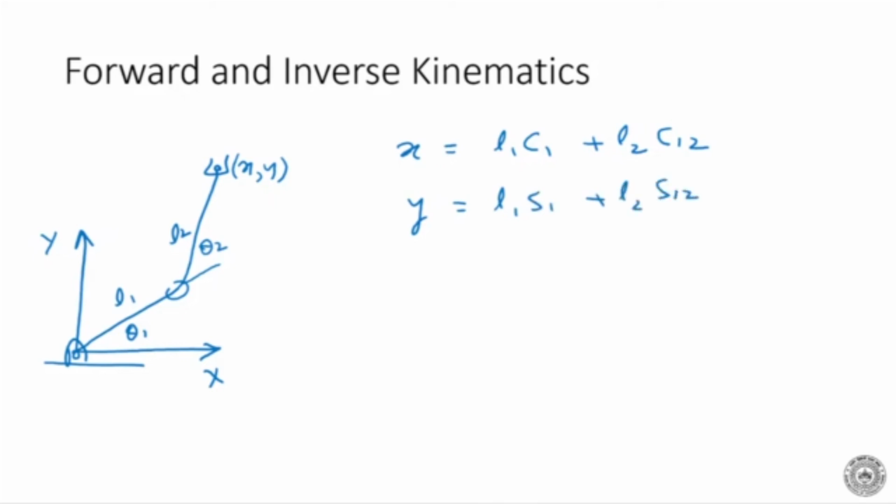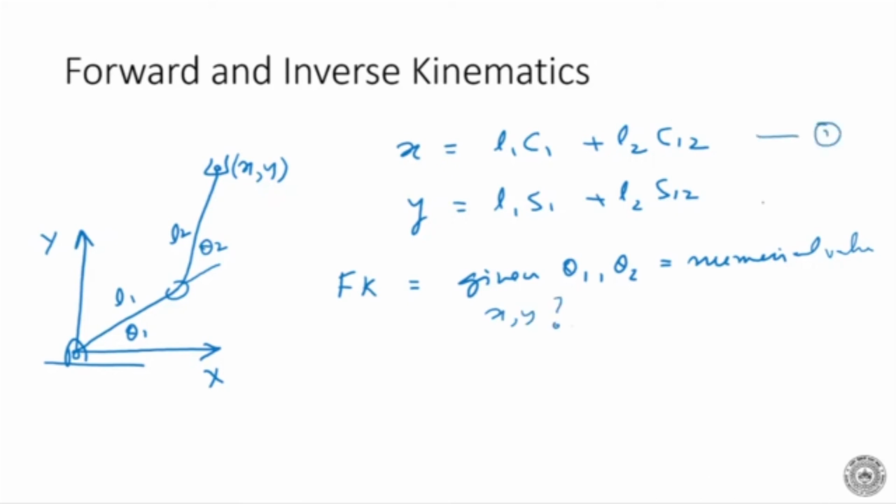Now, in forward kinematics, which I'm writing in short as FK, we are given theta 1, theta 2, some numerical values, and we are asked to find what is xy. This is my forward kinematics problem. It's very simple because in these two equations, equation 1 and equation 2, we can simply put the values of theta 1 and theta 2, and we can get the values of x and y, right? So, this is very, very simple.